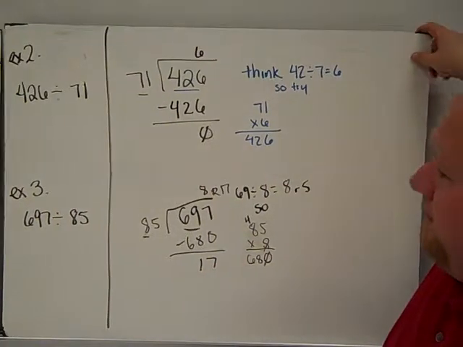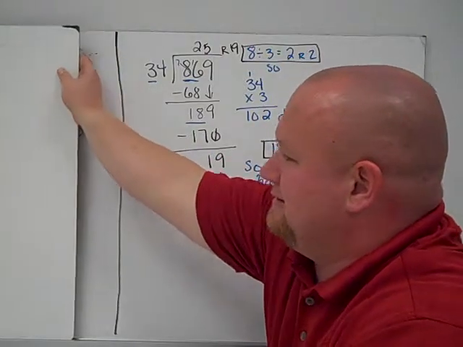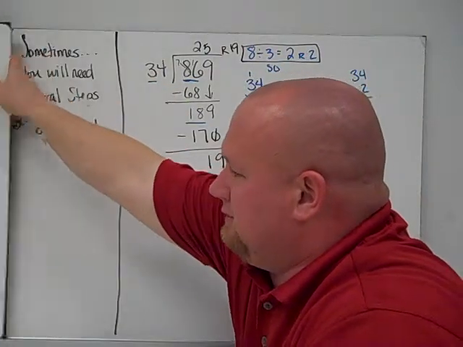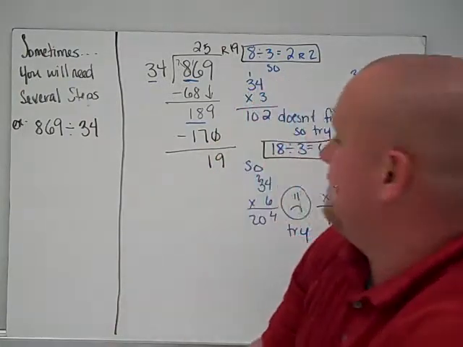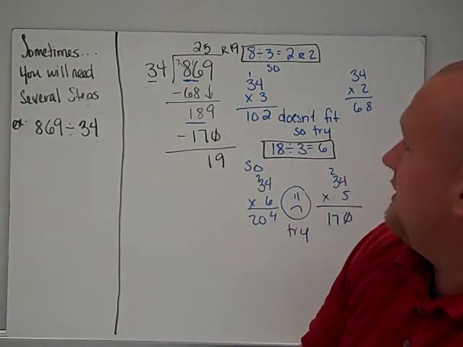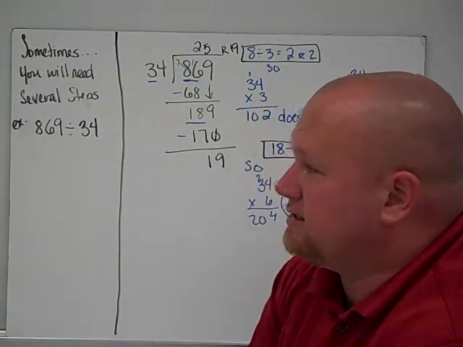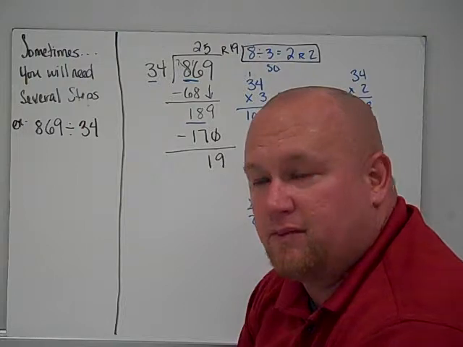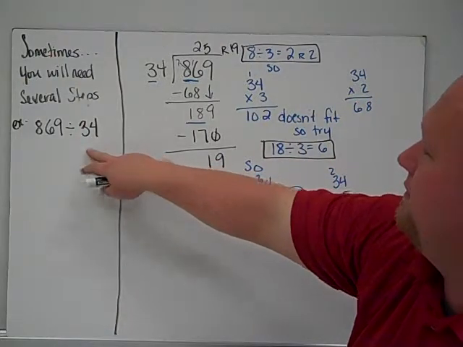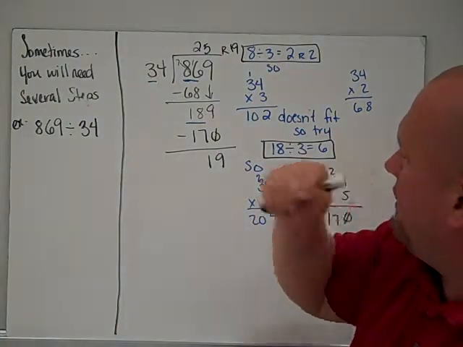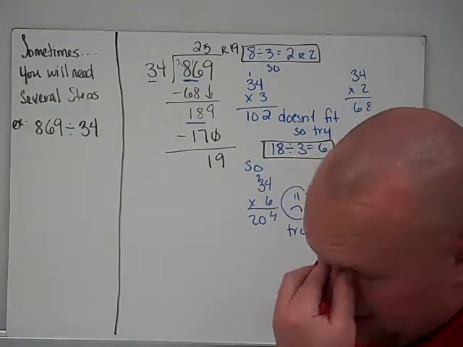Sometimes, though, every now and then when we're doing one of these, we're going to need to do several steps. It's not going to work as cleanly as the first 3 examples that I gave you. So we're going to have 869 divided by 34. I'm thinking 34 goes into 86, but I don't really know how many times. I'm not fluent with how many times to try that.